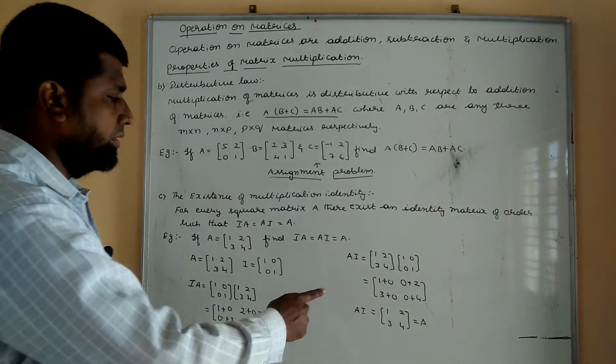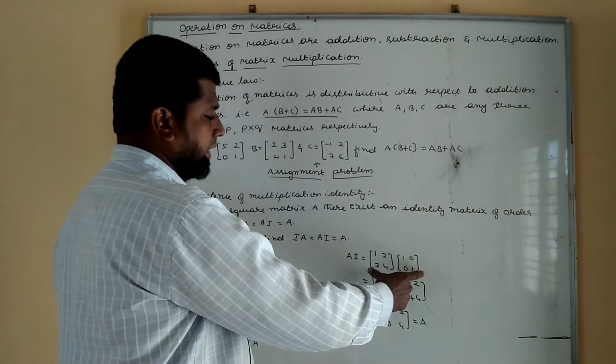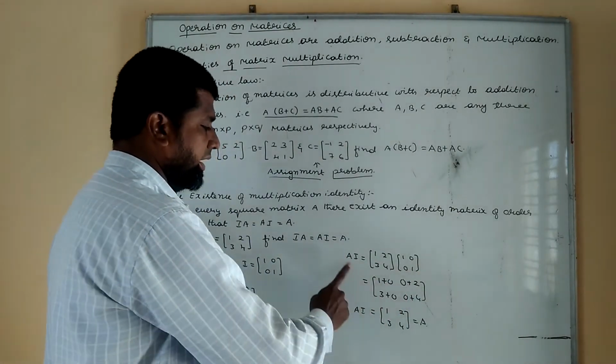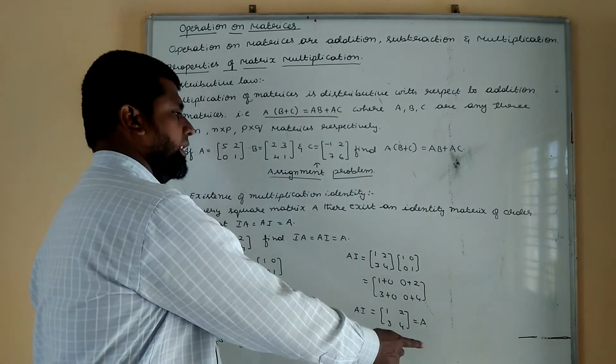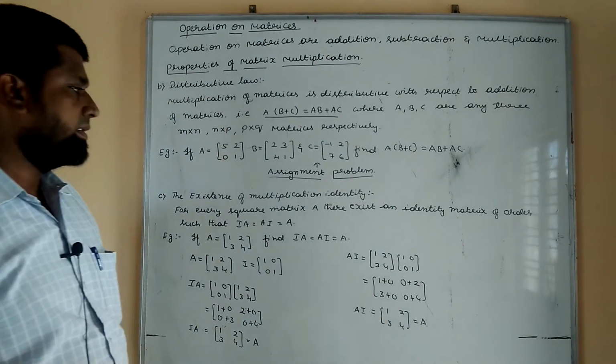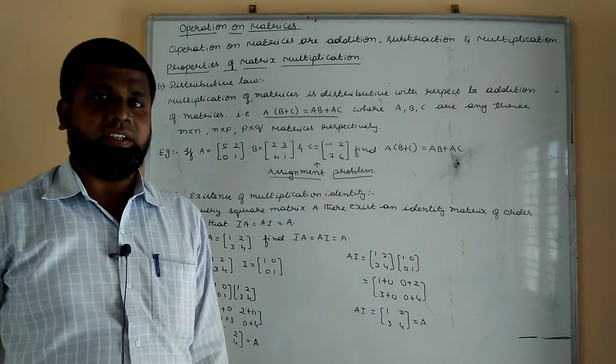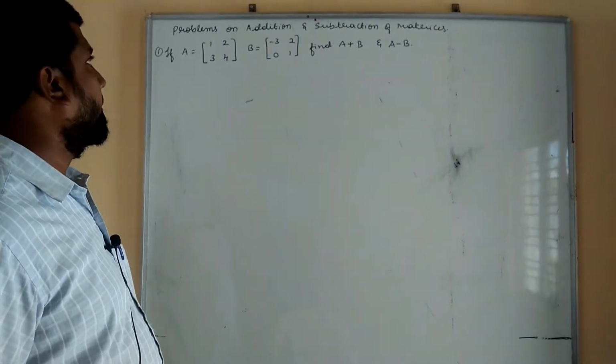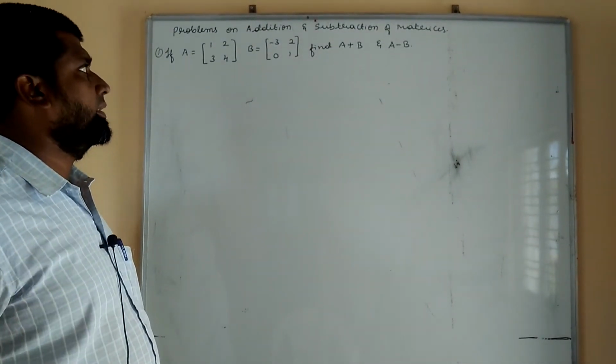Same thing we have to do. A should be multiplied with the identity matrix. If you multiply A with the identity matrix, again you are getting A. This is the existence of multiplication of matrices. Okay, let us go for the problems on addition and subtraction of matrices.